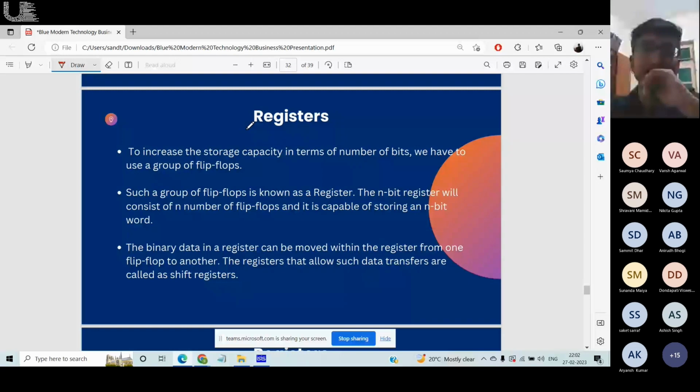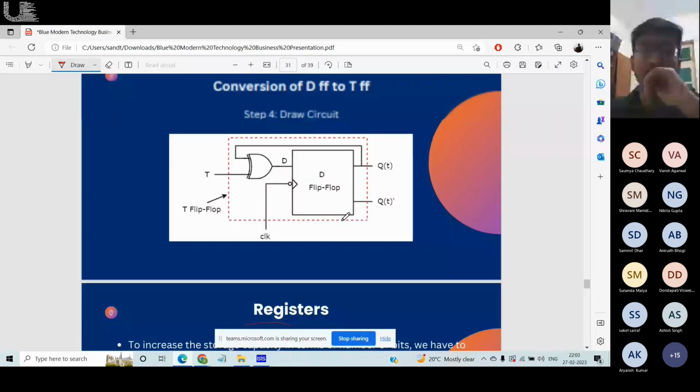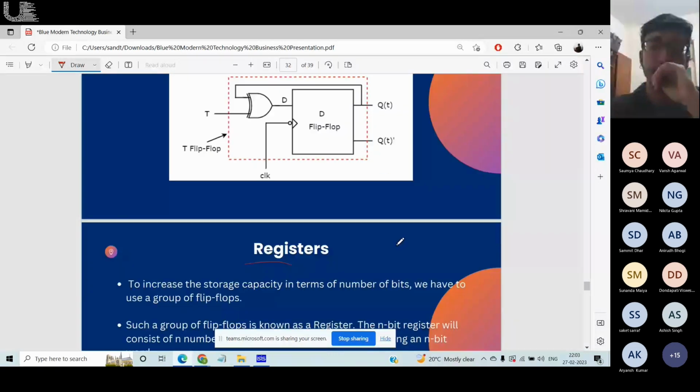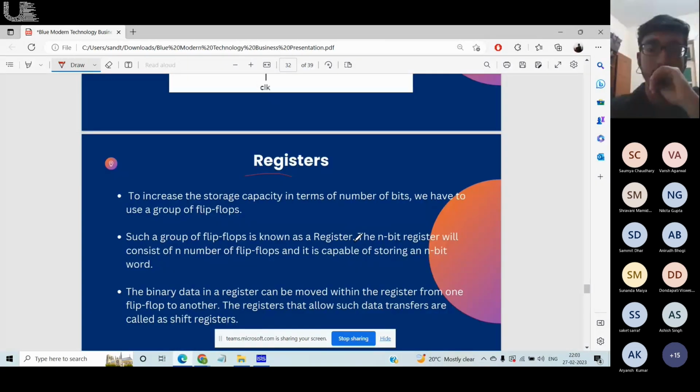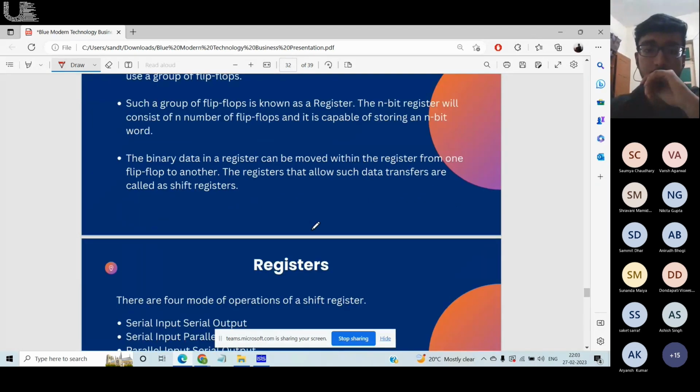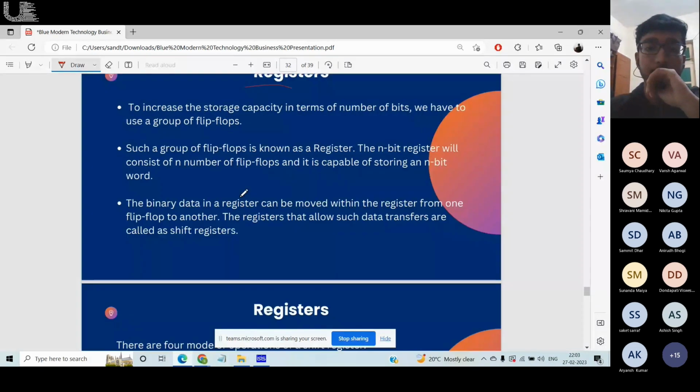To increase the storage capacity in terms of bits, we have a group of flip-flops. A flip-flop can store 1 bit: I put in D, it stores that in the next cycle. But what if I have n bits? What if I have a 4-bit number? I don't want to use 4 individual flip-flops. I want it to be a single integrated circuit. That is exactly what a register is: a group of flip-flops. I won't be explaining more; the rest you can understand in the demo. An n-bit register can obviously store an n-bit number.